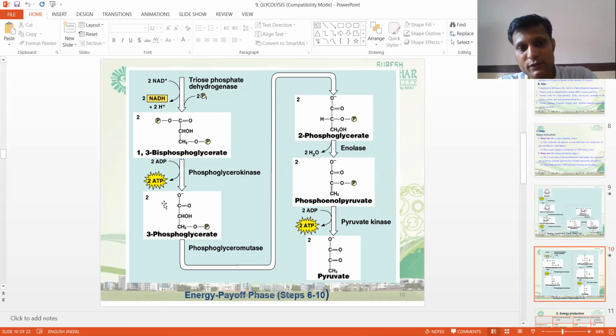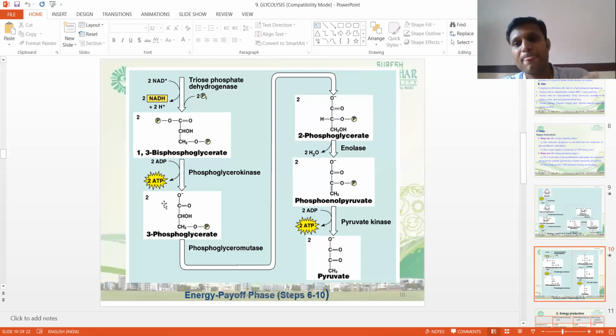Now this 3 phosphoglycerate, the enzyme phosphoglyceromutase will act on it and it will produce 2 phosphoglycerate. This 2 phosphoglycerate is getting converted into phosphoenolpyruvate with an enzyme called enolase. This phosphoenolpyruvate is getting converted into pyruvate with the enzyme pyruvate kinase, and it also gives 2 ATP to us.